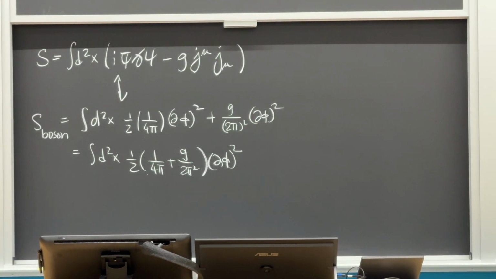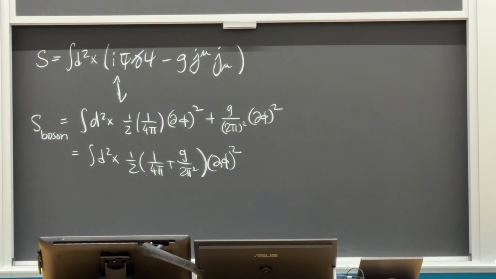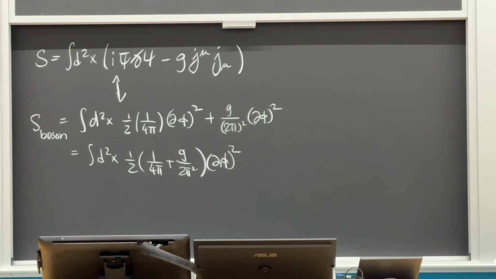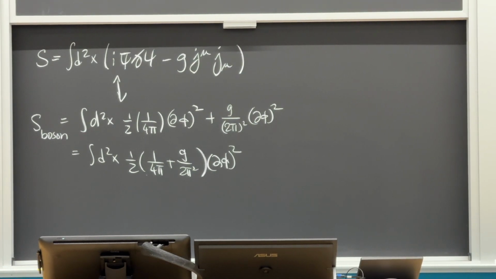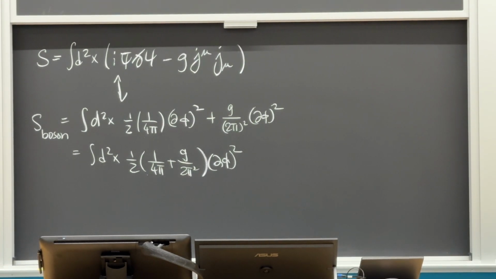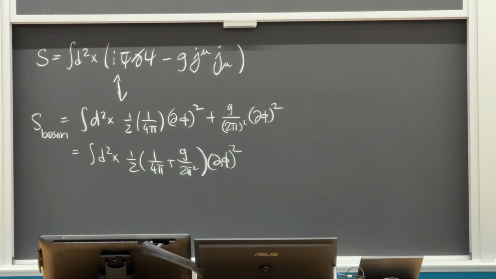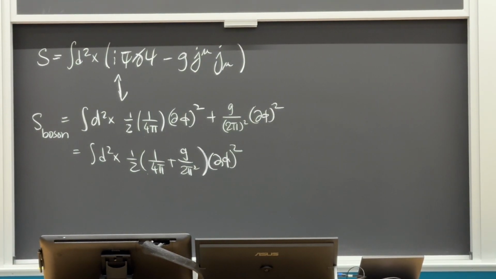I guess I have a question. Can you go back again and then just map it to free fermion? Wait, there was a beta square. So, do you want to go ahead and do the massive Thirring case? Yeah, that's exactly what I'm going to do.